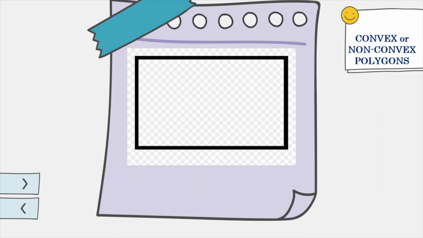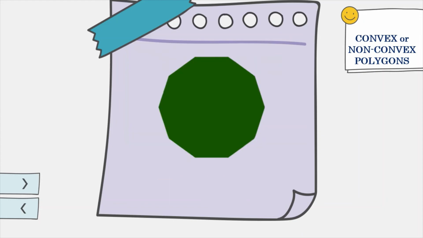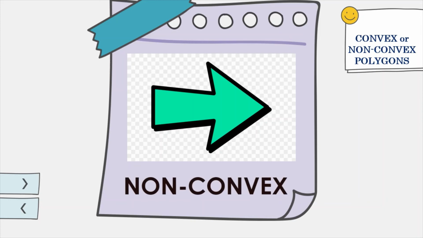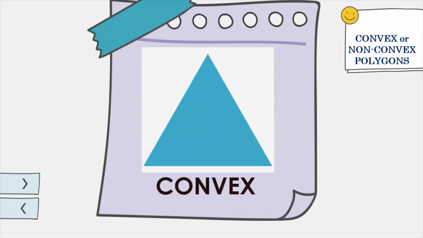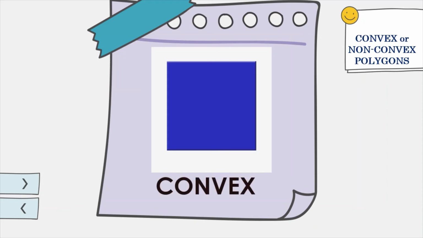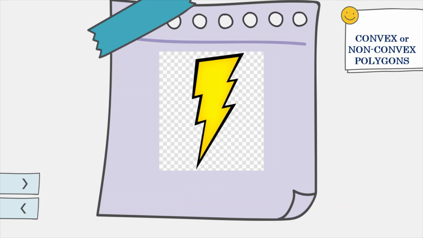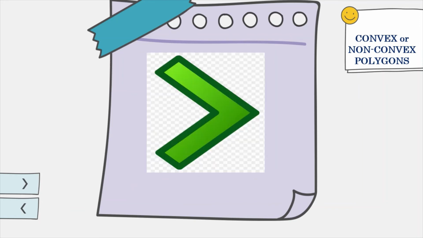Okay, so tell me if it is convex or non-convex polygon. So, this is convex polygon. Another one, this is also convex polygon. Another one is non-convex polygon kasi mayroon siyang parang kuweba. Okay, hindi siya closed talaga o yung buo. Next is convex. Next is convex. Another one is convex. This one is non-convex. This is also non-convex.